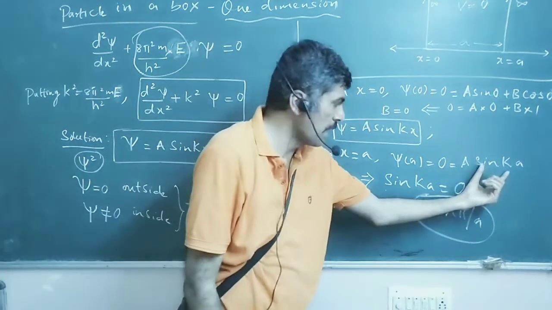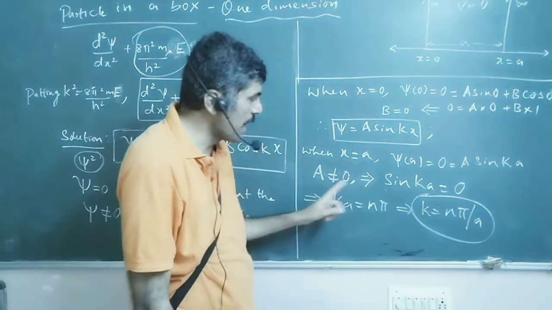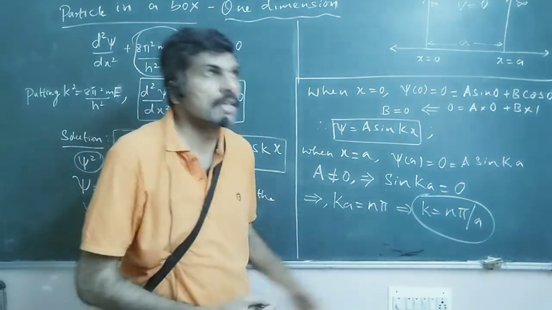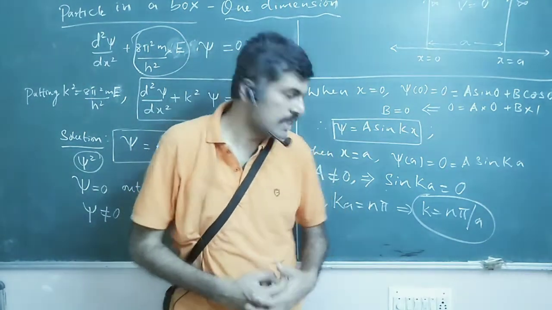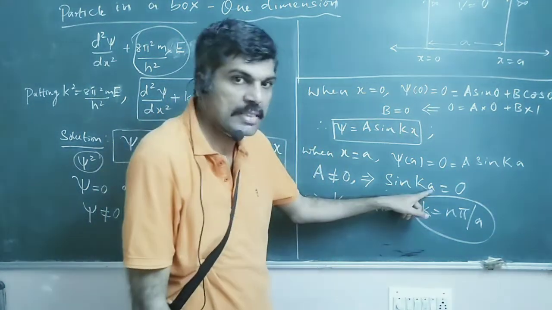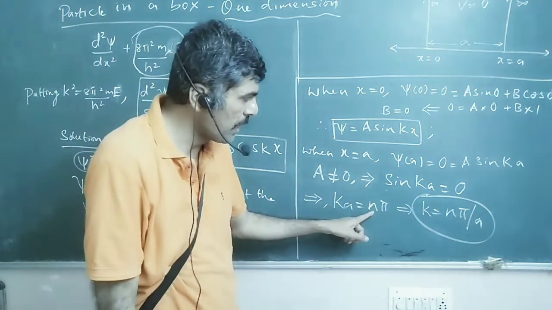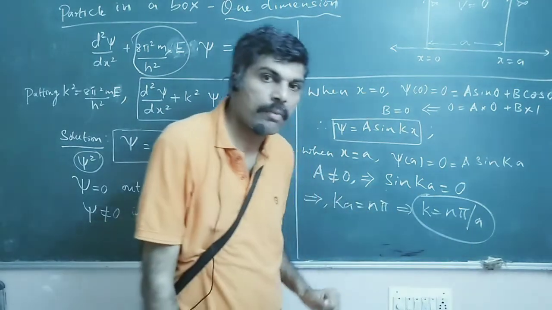So what should be 0 then? Sin ka should be 0. Then what should be ka? We very well know that sin 0 is 0, sin pi is 0, sin 2 pi is 0, or in general sin n pi is 0. Therefore we can say ka is equal to n pi, or k is equal to n pi by a.